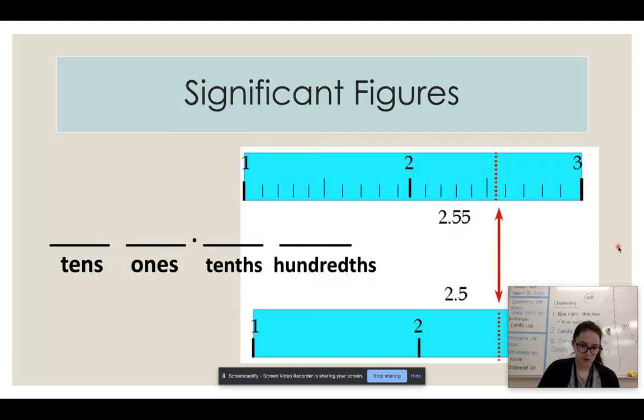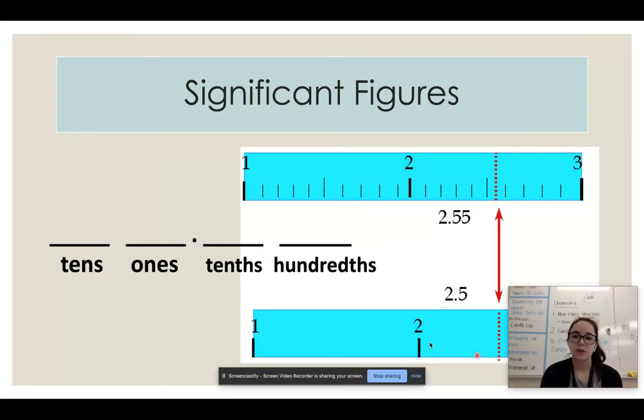So, significant figures, you're always going to have your tenths, your ones, and your hundredths. And so when you're measuring, for example, right here, here's my 2, and I can say 2.1, 2.2, 2.3, 2.4, 2.5, but I can have those little tenths in between, so I can say, oh, it's 2.55, where your 5 here, my hundredth spot, is my uncertainty.